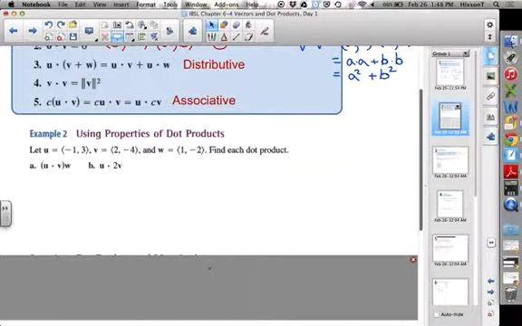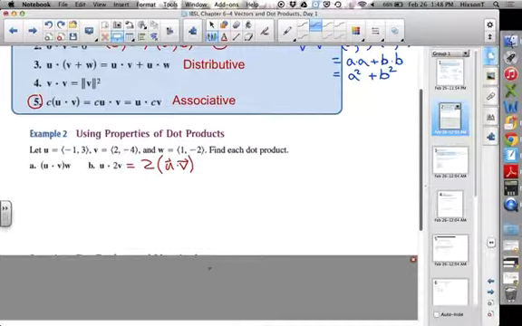Here's an example. We have u dot v times w, and here we have u dot 2v. We're going to do both of these problems at the same time, because according to this property here, I could take letter b and rewrite it. I could take the 2 and separate it from the dot product. See how I did that? This is just like I started with this and I rewrote it like this.